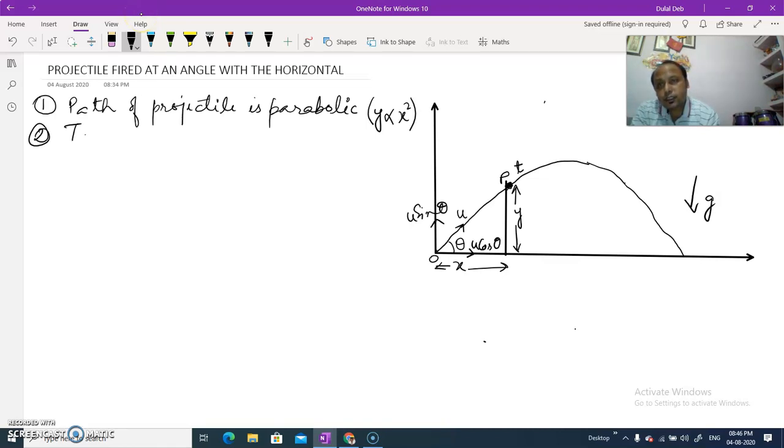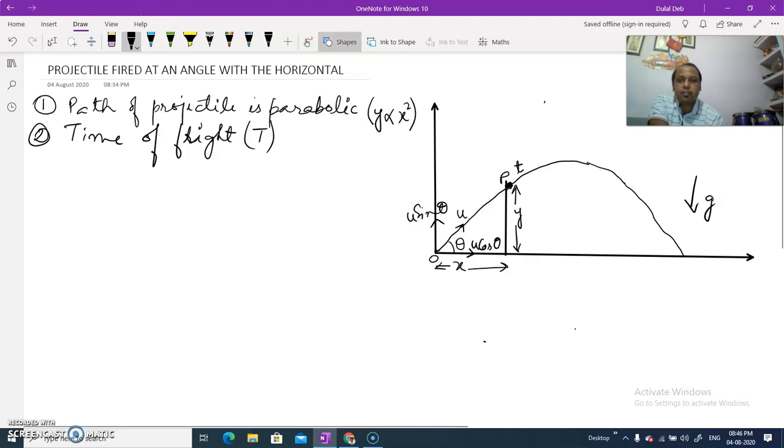Time of flight. Capital T. It is represented by capital T. That means when we start from here, the time taken to reach the other point on the same surface, the time taken is T. So it is given by capital T here, which is the time of flight. So we are going to calculate that. Now look at the point here.